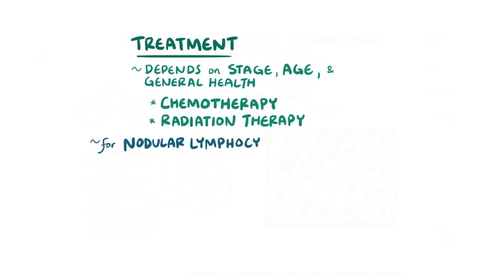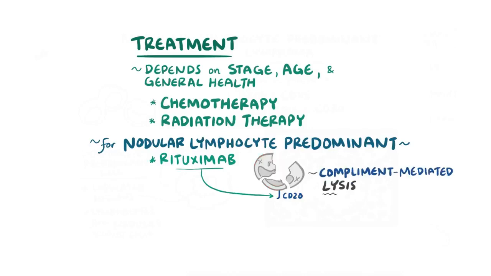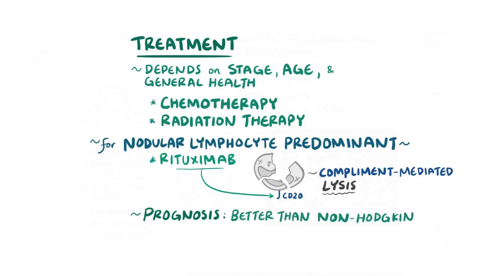In nodular lymphocyte predominant Hodgkin lymphoma, rituximab can be used. Rituximab is a monoclonal antibody that binds to CD20, and when it binds, it induces complement-mediated lysis, which is direct cytotoxicity and causes apoptosis. Overall prognosis for Hodgkin lymphoma is better than that of non-Hodgkin lymphoma.